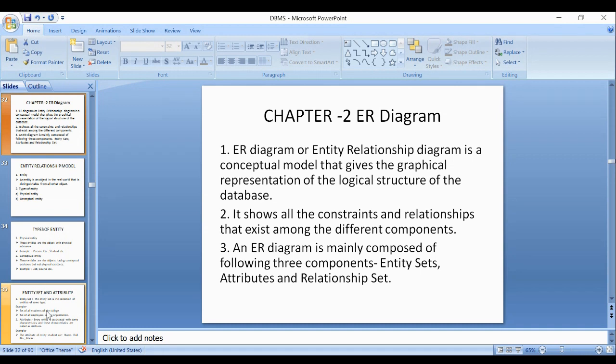What is ER diagram? ER diagram, or entity relationship diagram, is a conceptual model that gives the graphical representation of the logical structure of the database. It shows all the constraints and relationships that exist among the different components. An ER diagram is mainly composed of the following three components, that are entity sets, attributes, and relationship set.